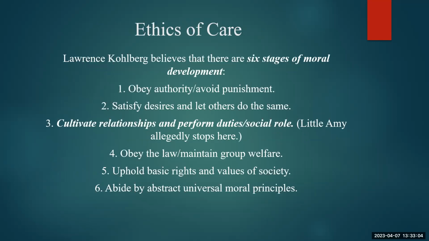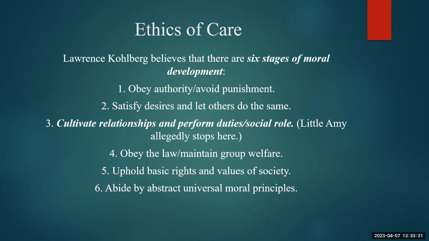So from there, we also talked about ethics of care. We talked about Lawrence Kohlberg and his 6 stages of moral development. And there's 6 of them, but the one that really matters in terms of the way we were looking at it is the third one: cultivates relationships and performs duties and social roles. We were talking about Kohlberg in terms of little Amy allegedly stopping there in her moral development, and that is clearly not the case.